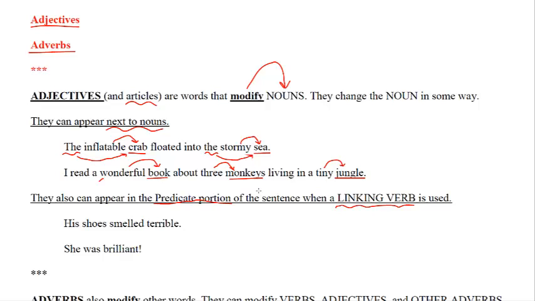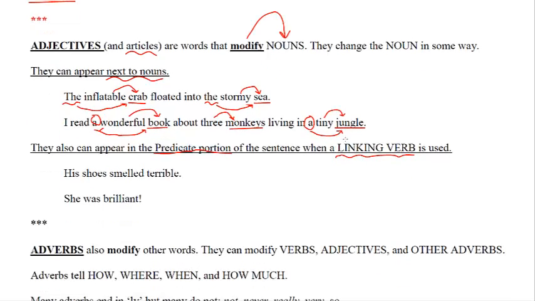Okay. Now let's look and see if we have any articles. Sure we do. We have a and another a. So remember, those articles also have to be modifying nouns. They tell you about a noun. A what? A book. A what? A jungle. All right. Those are more the common nouns you're going to run into, but sometimes when your sentences use a linking verb like is, am, was, were, and other linking verbs, you're going to have what's called a predicate adjective. And a predicate adjective is just an adjective that appears at the end of the sentence, towards the end of the sentence anyway.